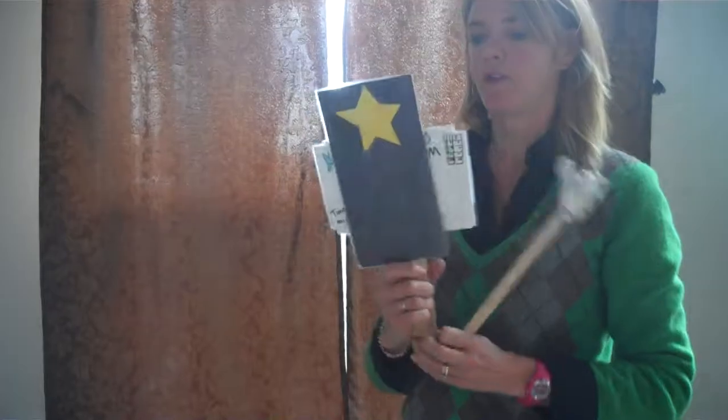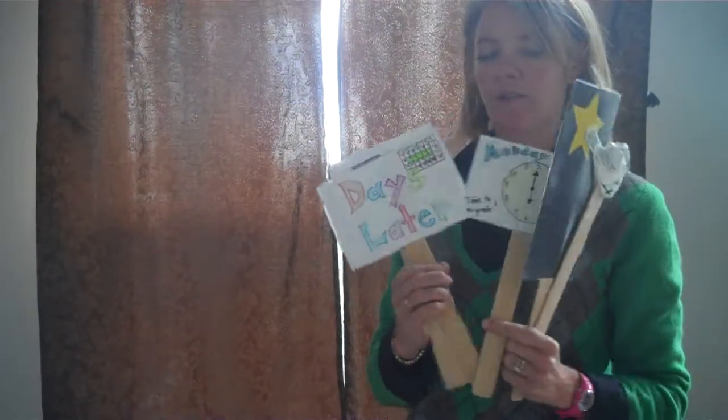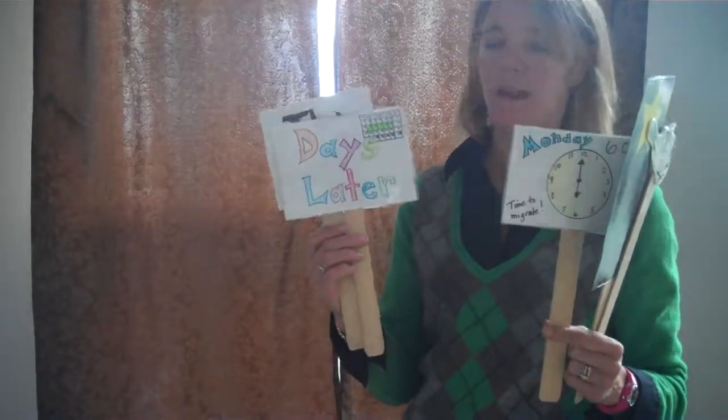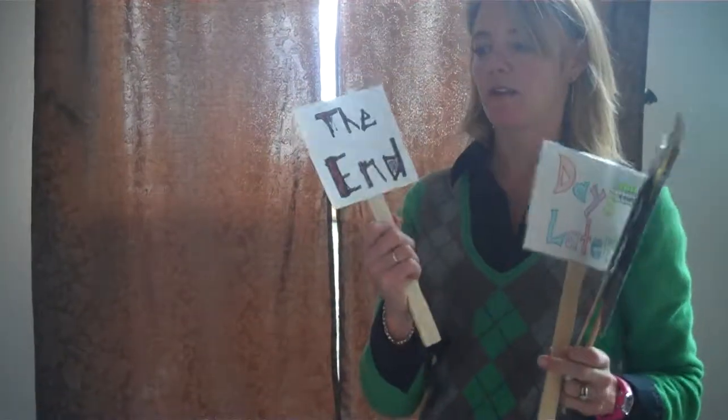He only has a very small speaking part, so he can also be the star and the signs, Monday at 6 p.m. and days later. And then you have your handy, the end, so at the end you can all take a bow. The kids love that. So the puppet show is basically about the perils of migration and the hazards that are in the way caused by humans or otherwise predators.